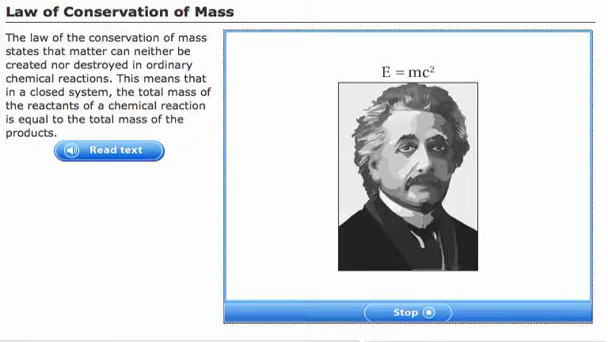In 1905, however, Albert Einstein showed that matter and energy could be equated with his famous E=mc² equation. The implication of this is that the law of conservation of mass will not hold for cases where large amounts of matter were converted to energy, such as in nuclear reactions. The law was revised to become the law of conservation of total mass and energy.